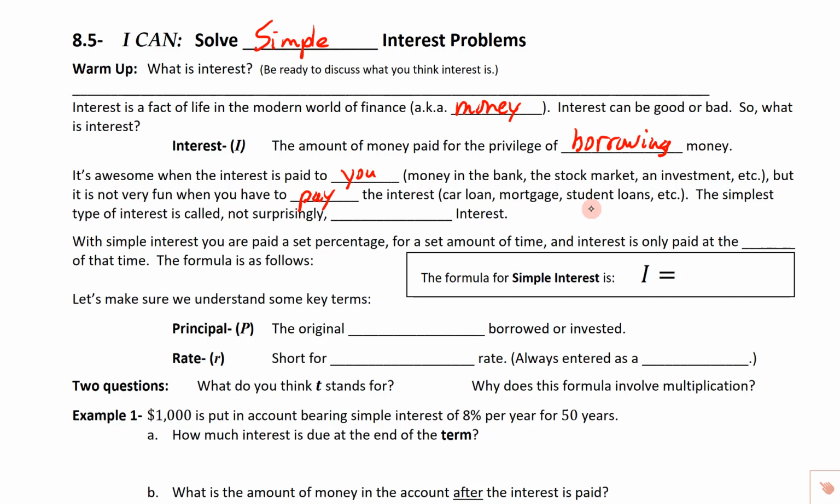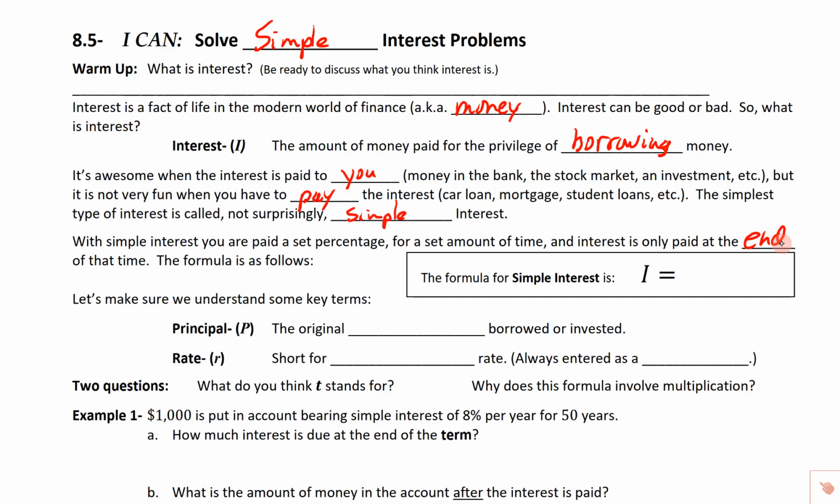Now, the simplest type of interest, which is no surprise, is called simple interest. So let's write the word simple right here. And here's how simple interest works. You are paid a set percentage for a set amount of time, and this is really important, interest is only paid at the end of whatever that time period is.